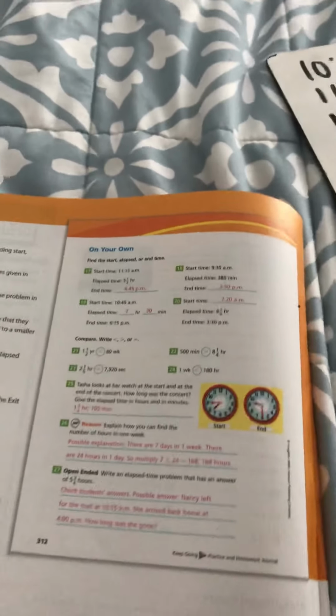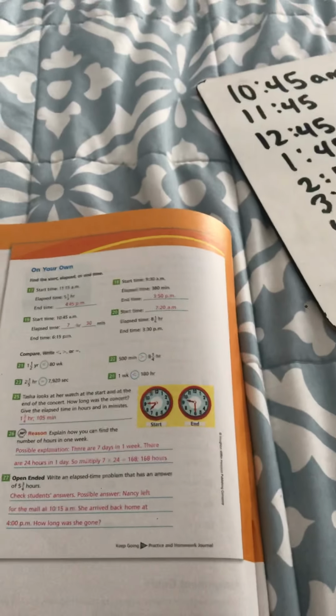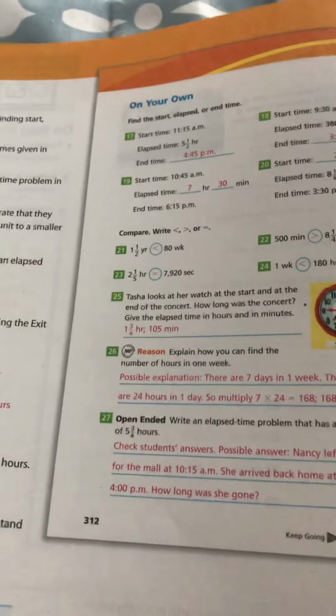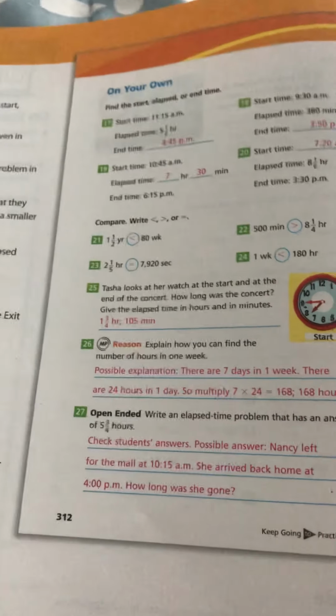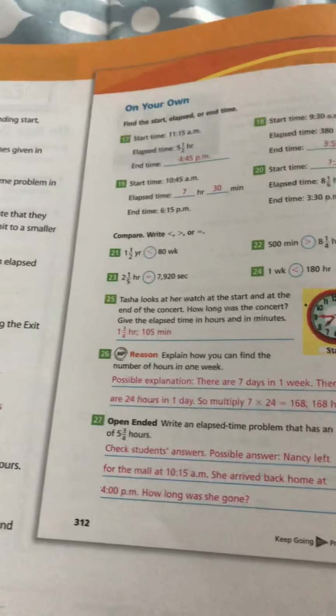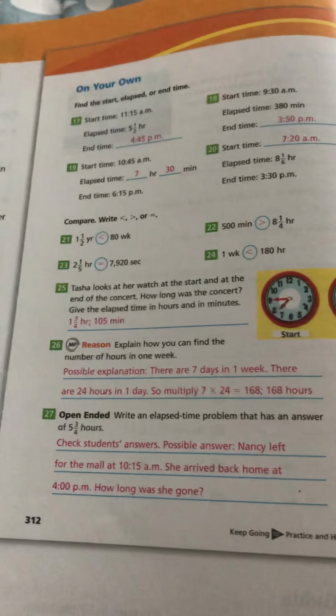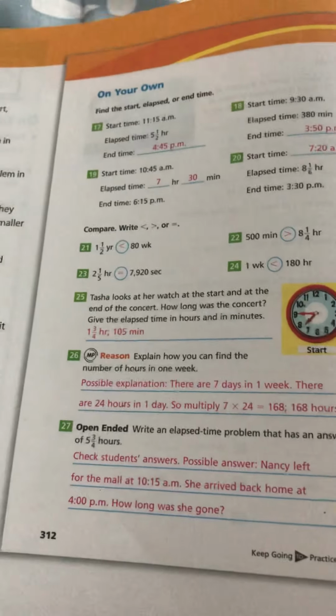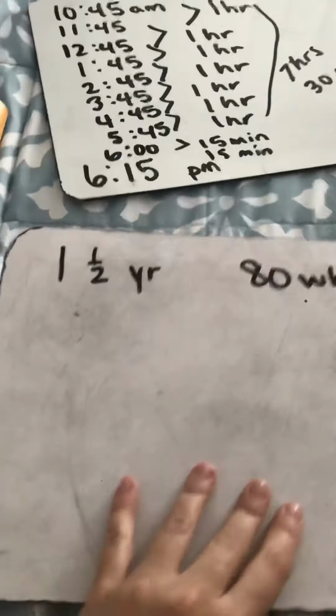Now I'm going to solve number 21 just to demonstrate how I would solve this problem if I were you. Okay? So it's not really asking how much time went by, but you do have to convert to find the answer. It's just asking, is 1.5 years bigger or 80 weeks bigger, or are they equal? So 1.5 years compared to 80 weeks. We have to find out which one's bigger, which one's less, or are they the same? So it's kind of like when we were converting gallons and feet and doing those conversions, we can't compare them if they're not the same.